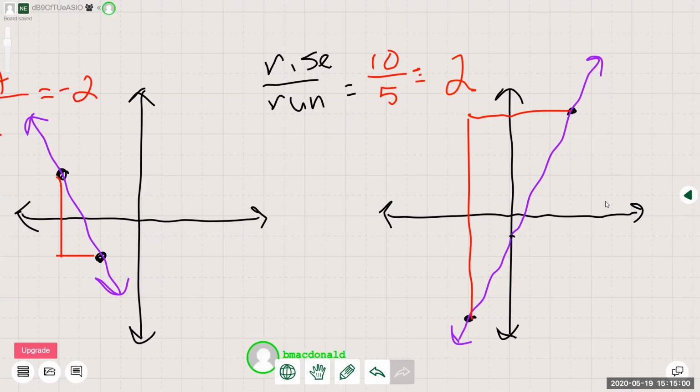And we can check that by looking at the fact that if we go up from that bottom point, if we go up 2 and over 1, that'll give us a point right directly on our line.